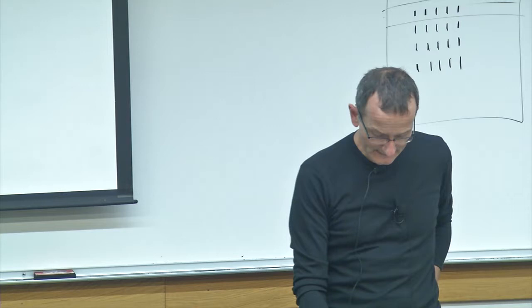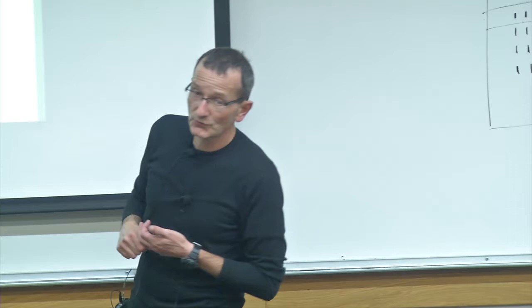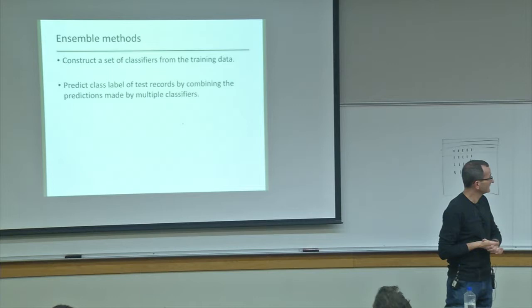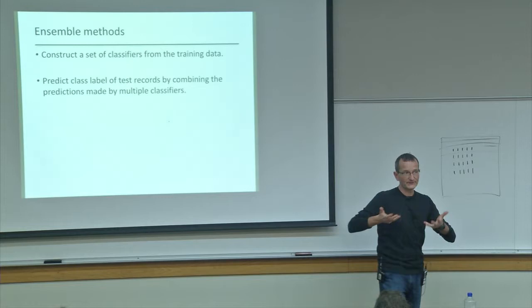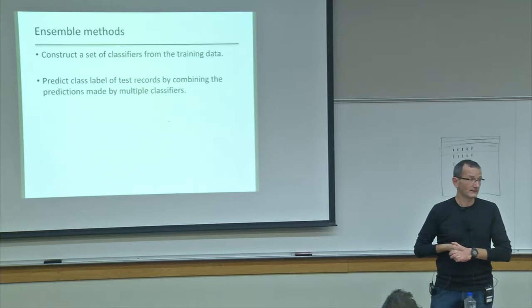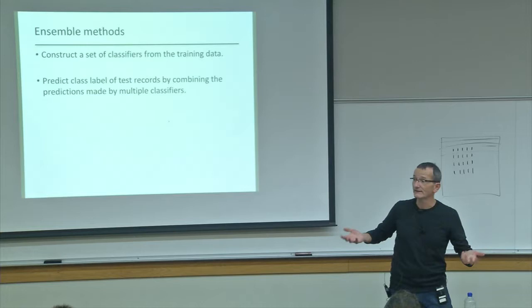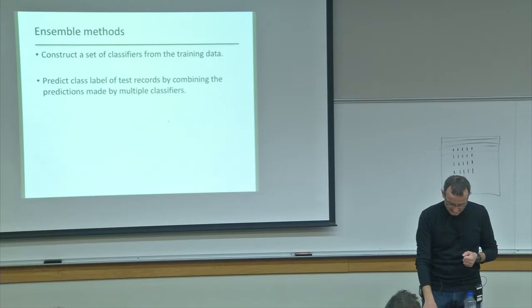So, what are ensemble methods? The idea is that instead of building one classifier, you construct a set of classifiers from the training data, and then you predict the class label by combining predictions from those multiple classifiers. Those ensembles are very powerful. Even the very fancy deep neural networks that people are developing nowadays are essentially ensemble classifiers. They build 100 of those neural networks and then combine them. The idea behind ensemble classifiers, even though it works, is the following.